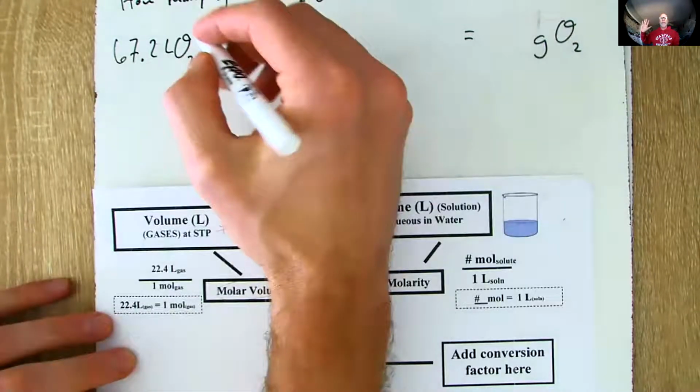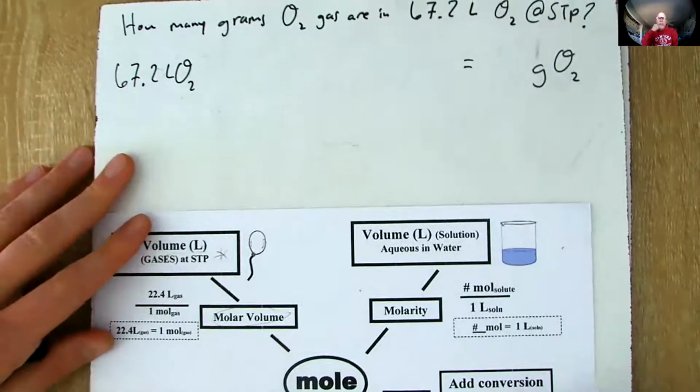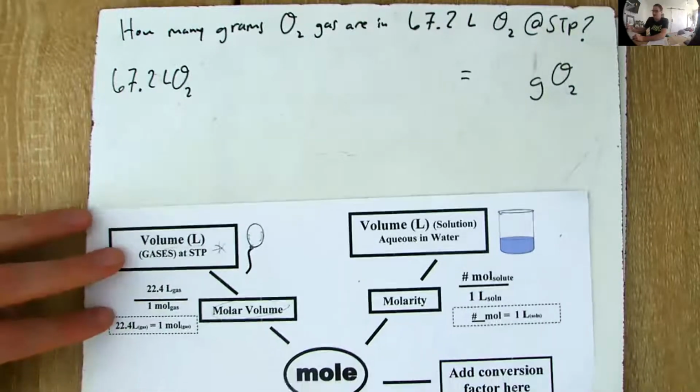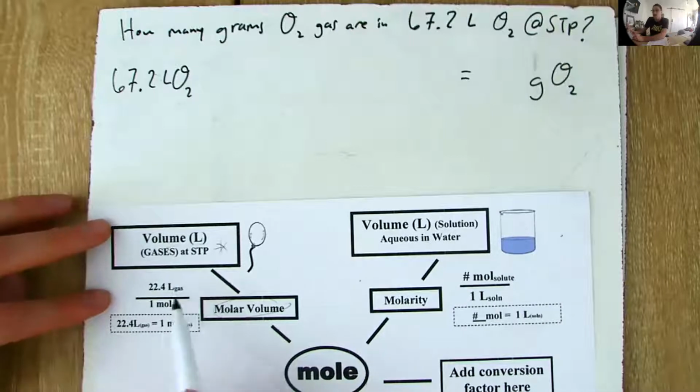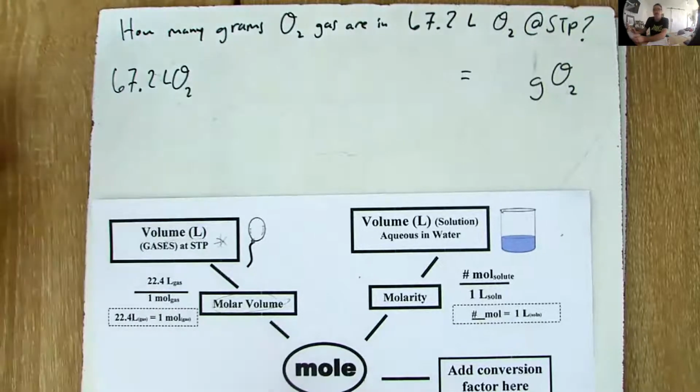Wait a second, Mr. Edwards. Are you saying we do not have to go to the periodic table to find the molar volume? You do not have to go to the periodic table to find the molar volume. It is written right there for you. It's your job to figure out if the correct conversion factor is 22.4 liters over 1 mole, or if the correct conversion factor is 1 mole over 22.4 liters.